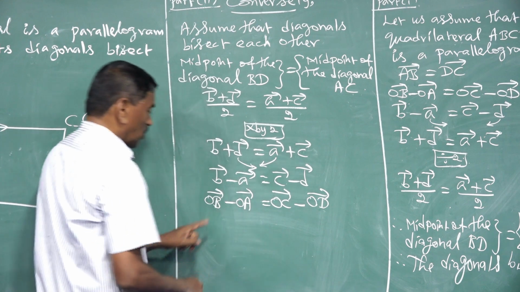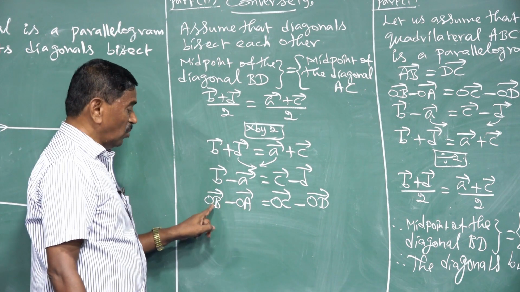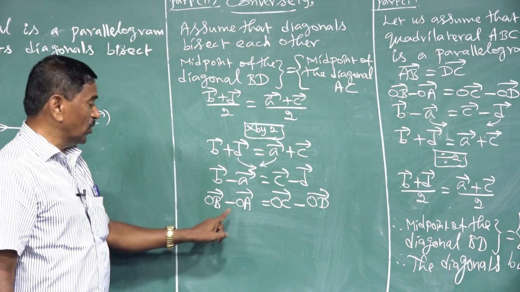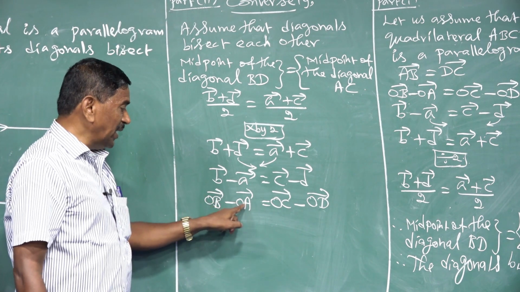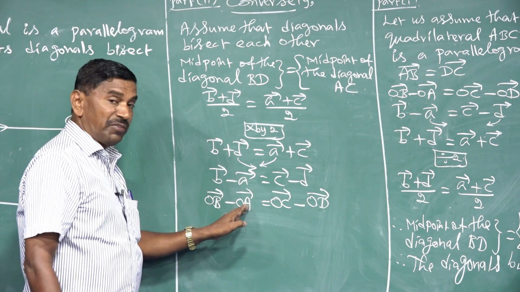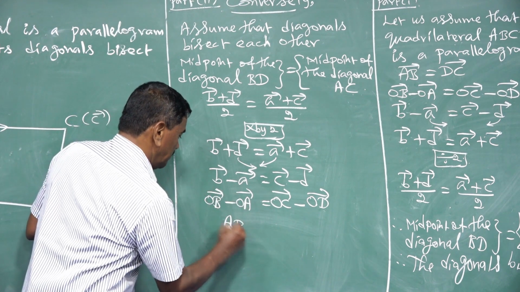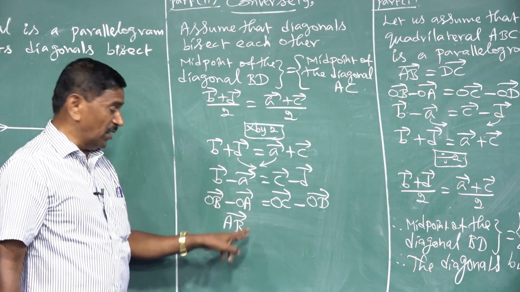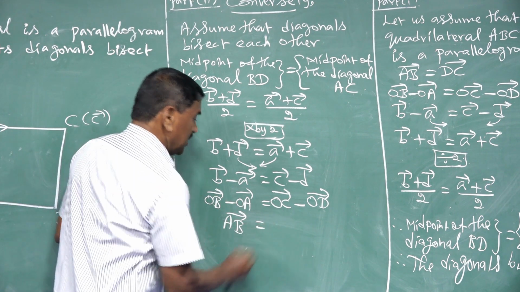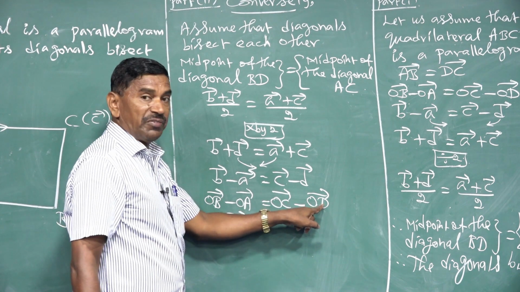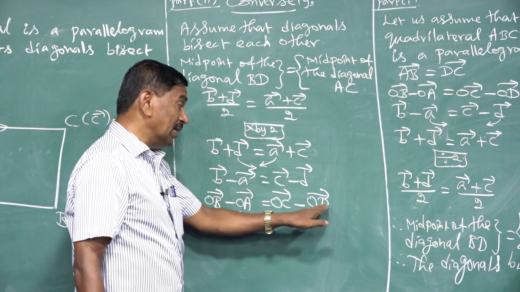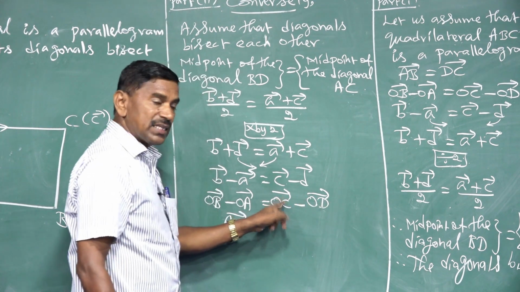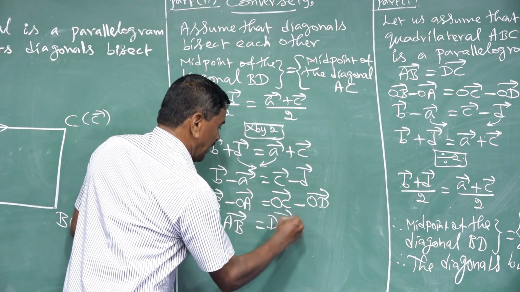Okay. Now, OB vector minus OA vector is of the form? Very good. Second minus first. Second minus first means OB vector minus OA vector is equal to AB vector. If you are in doubt, AB vector equals OB vector minus OA vector, that is second minus first. Okay. Similarly, OC vector minus OD vector is equal to DC vector, because second minus first. Here first is D and the second is C. So which is DC vector.